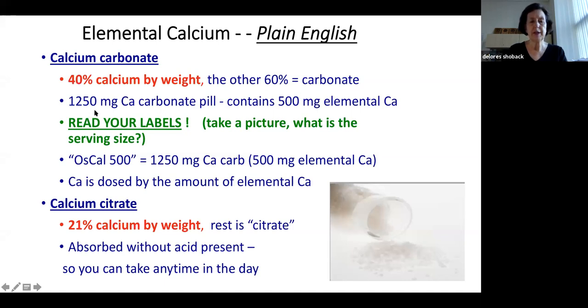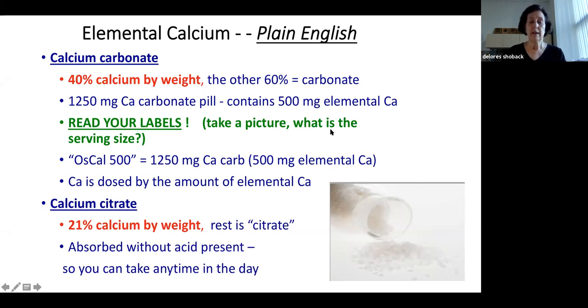So if your label says 1,250 milligrams of calcium carbonate in each pill, there are 500 milligrams of calcium there. The rest is carbonate. So you have to look at your labels, take a picture of them if your doctor is torturing you with what are you taking. And the other thing I'm learning, and teaching my patients, is to look at that label for the serving size, because you can get a big surprise.